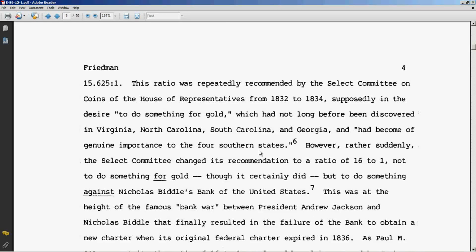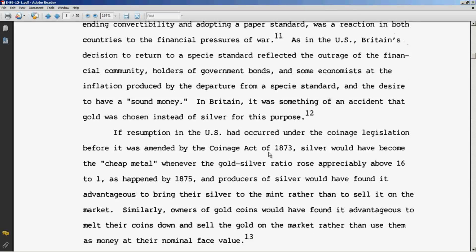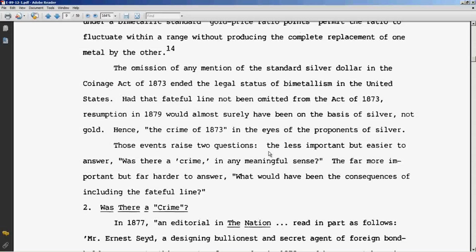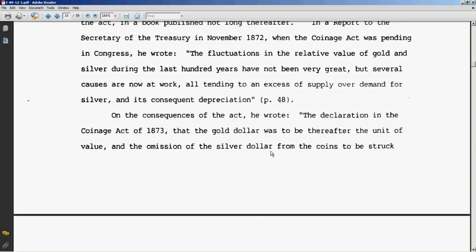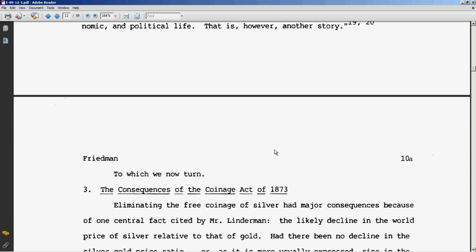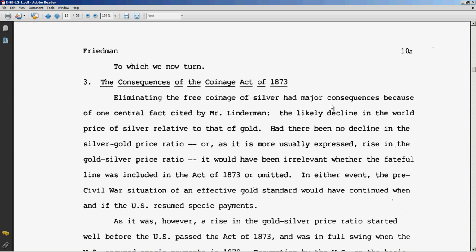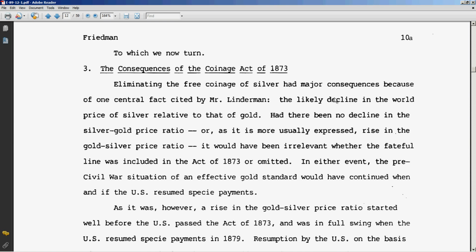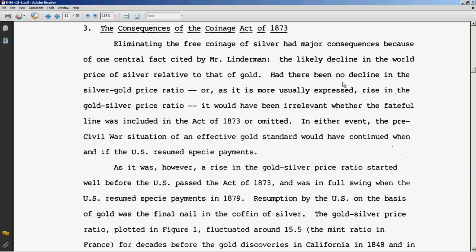Now we're going to skip and go down to the crime of 1873, but it's important for you to understand that history, because it's ultimately that history of the fixed exchange rate between gold and silver that caused the problems that ended up having this act being passed, or they at least used those problems as an excuse to pass this act. So in 1873 they passed an act that essentially stopped the minting of silver coinage by the government, and then Milton Friedman goes into the consequences of this act.